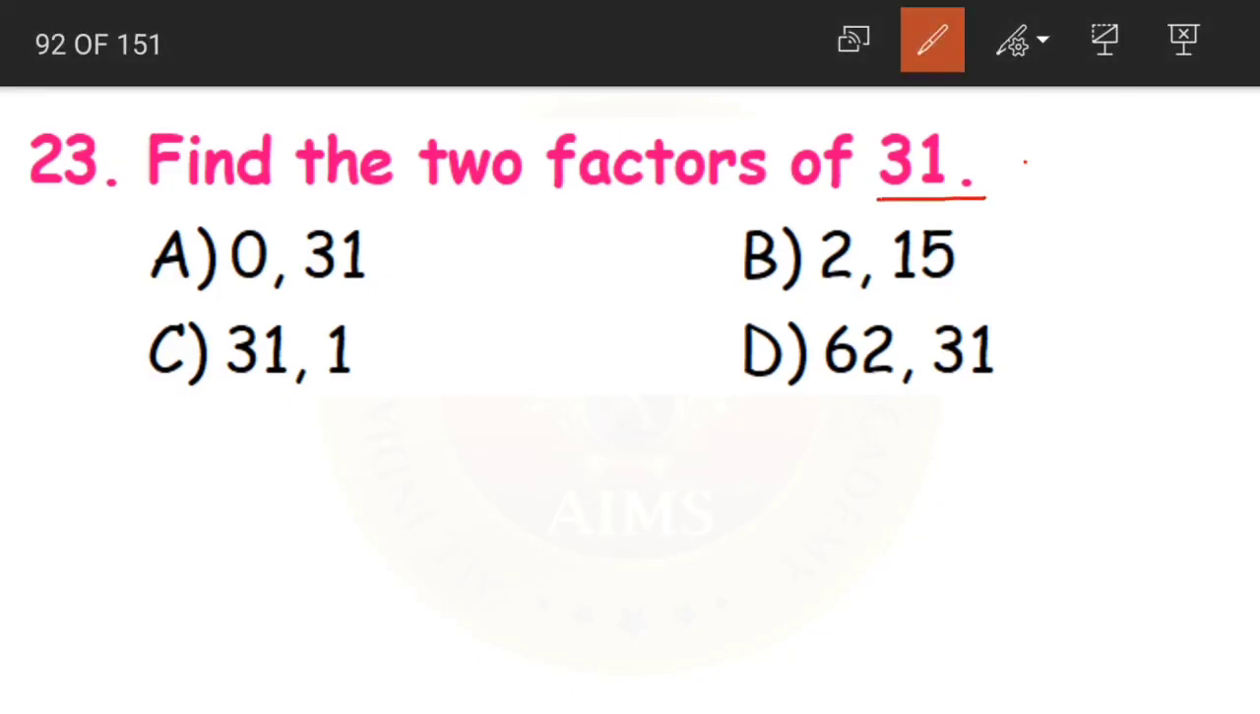Now 31 is a prime number, children. It has only two factors. Now what are the factors of a prime number? 1 and the number itself. Yes. So the two factors of 31 are option C, 31 and 1.